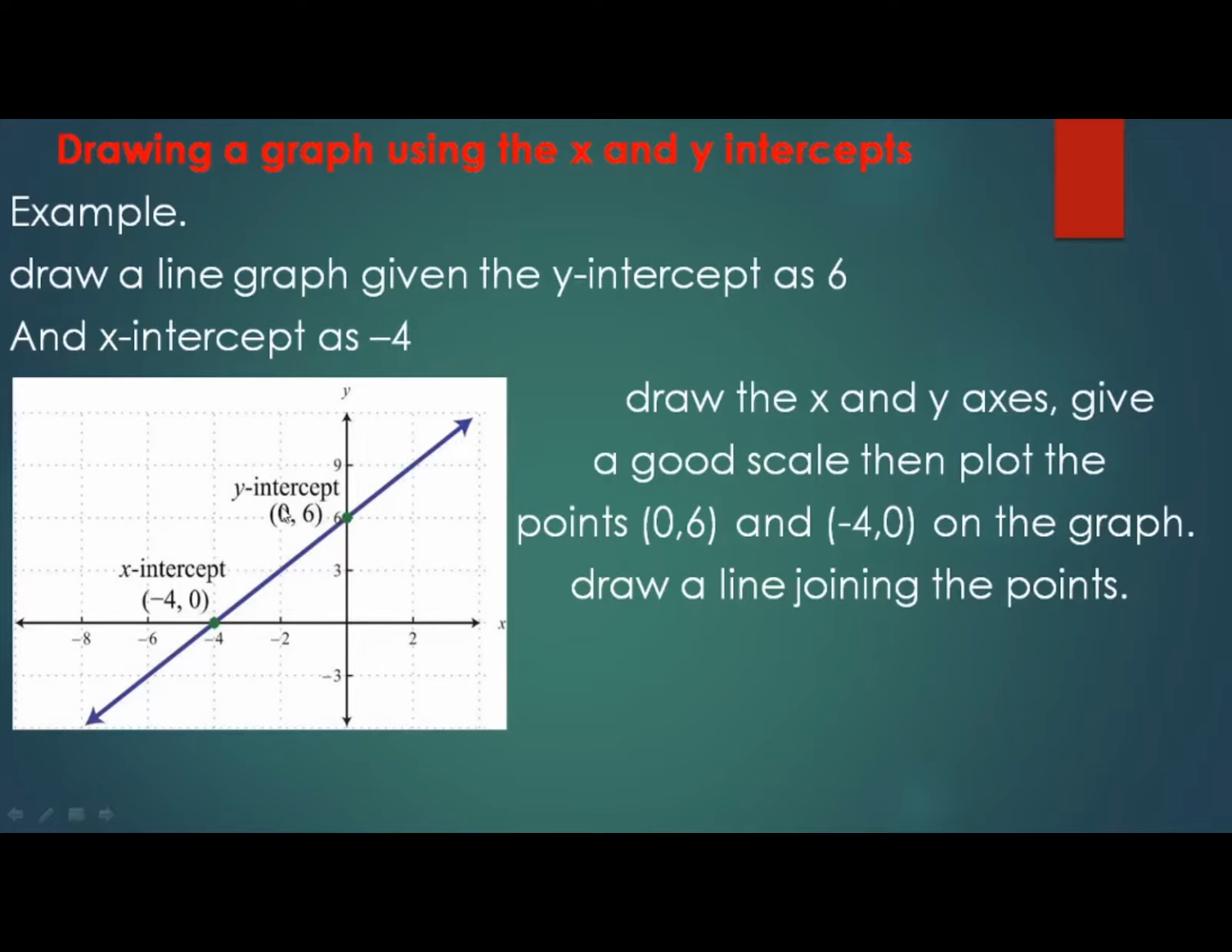To plot point (0, 6) and point (-4, 0), you just have a good scale in your Cartesian plane, and then you plot the point where x is 0 and y is 6. You also plot a point where x is negative 4 and y is 0. After plotting the 2 points, you join them using a straight line, using a ruler. That is how you draw a straight line graph using intercepts.